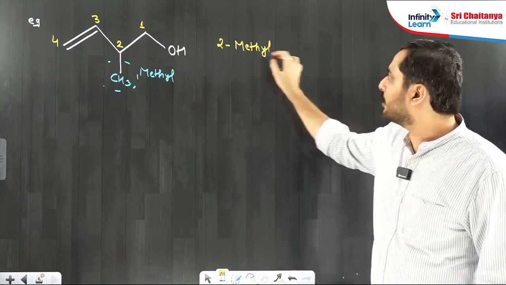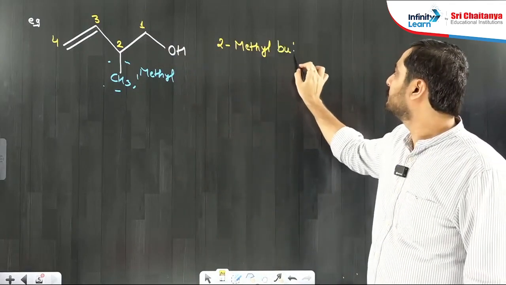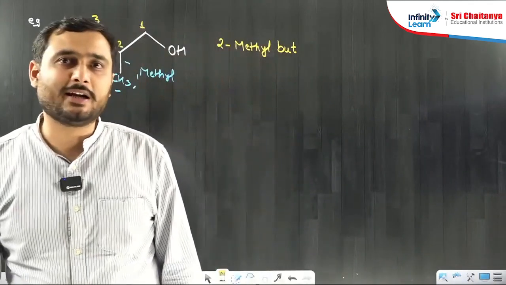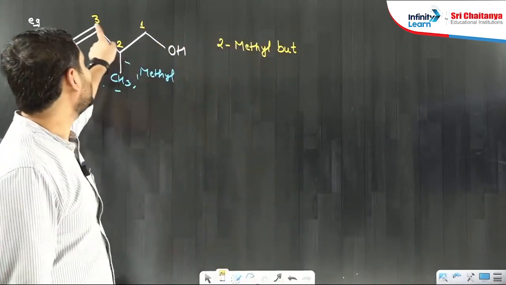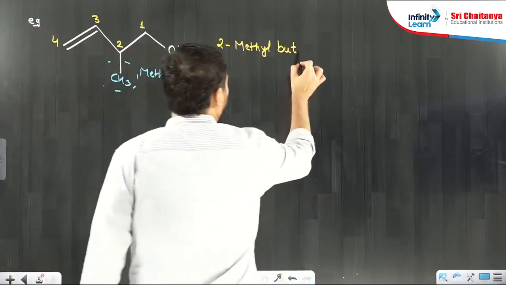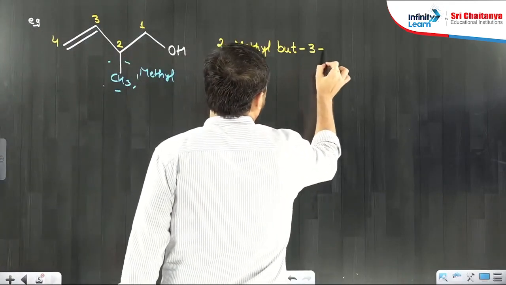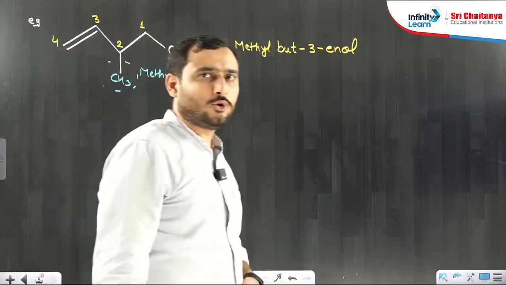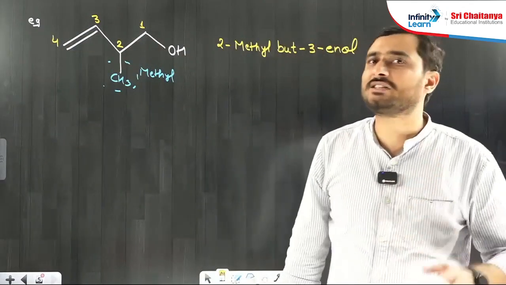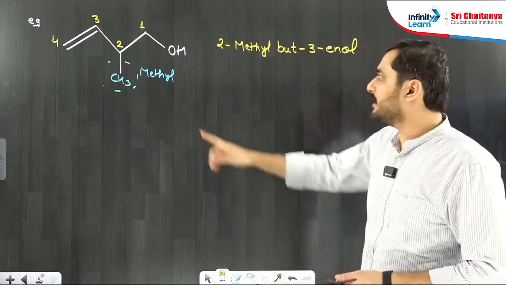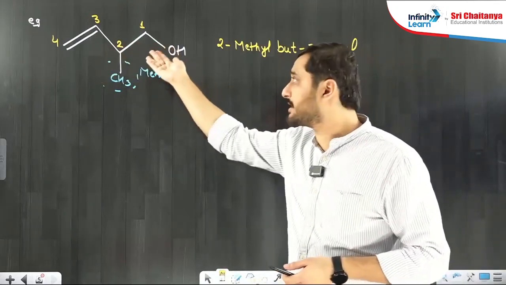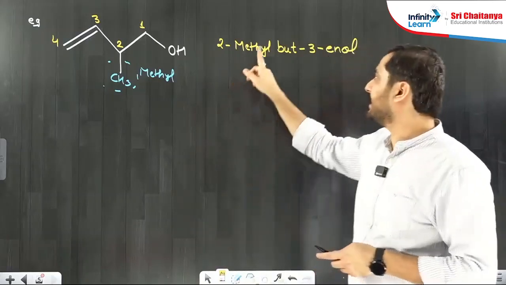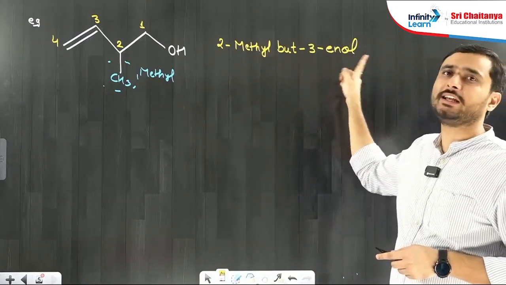What is the word root for 4 carbon atoms? But. Now if you check, it is not ane. What is present here? Alkene. Alkene is present at which position? Third position. So what do we write? But-3-ene. And next is ol. No need to specify the number of ol, but for the multiple bond we have to specify the number, because ene is present at which position? Third position. It can be present at second position also. So to specify the number, what we have written, this name is 2-methylbut-3-en-ol.